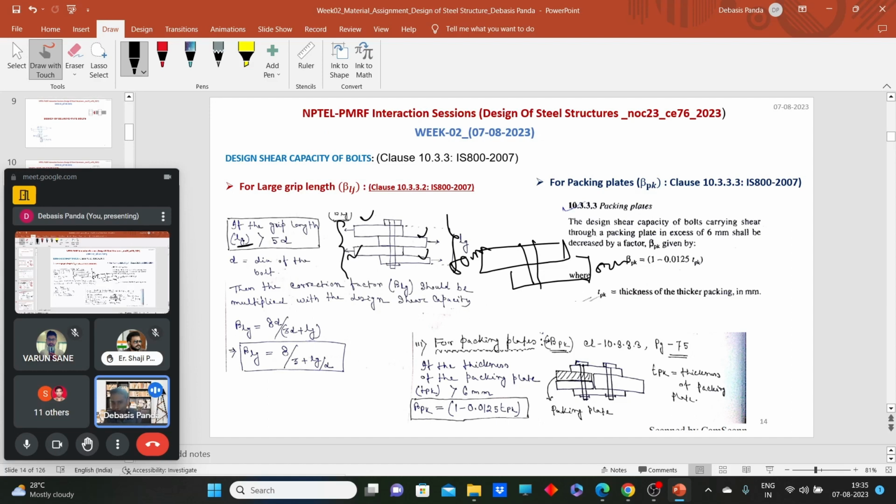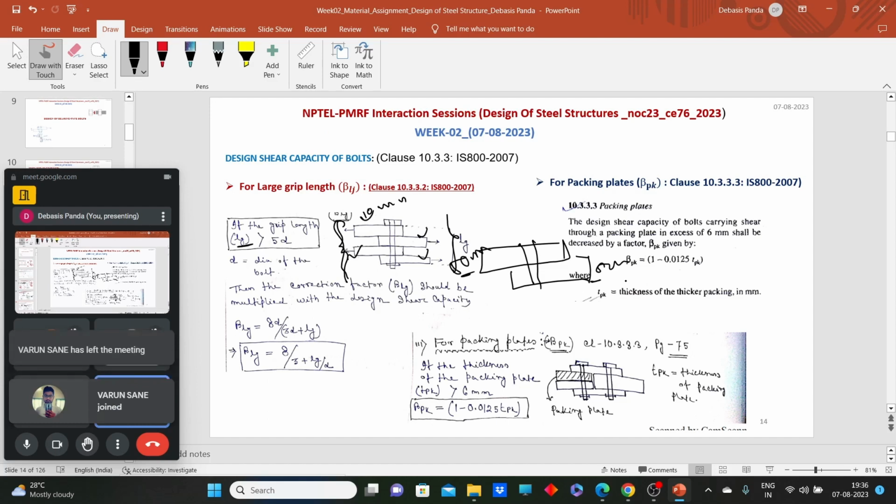So how can we calculate the grip length? Here we have 50 mm and 50 mm plates. What will be the grip length? 50 plus 50, that means 100 mm. What will be the grip length of this? If I have 10 mm plates each, it will be 40 mm.